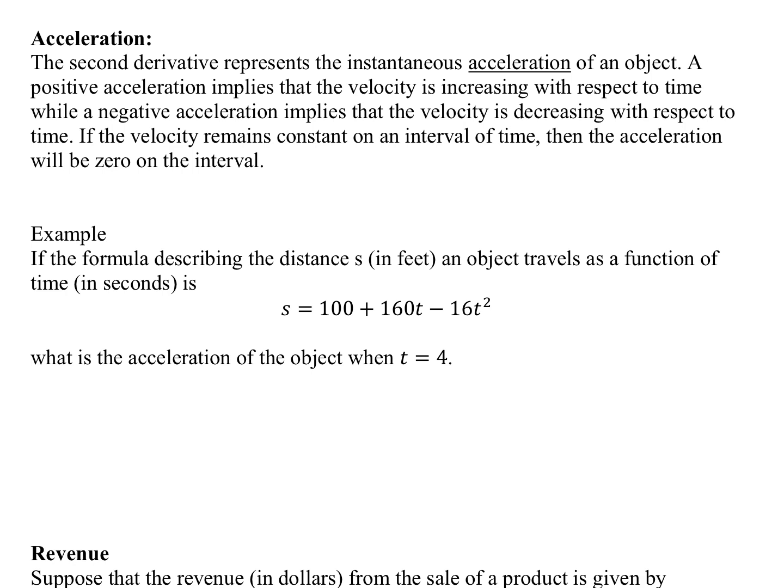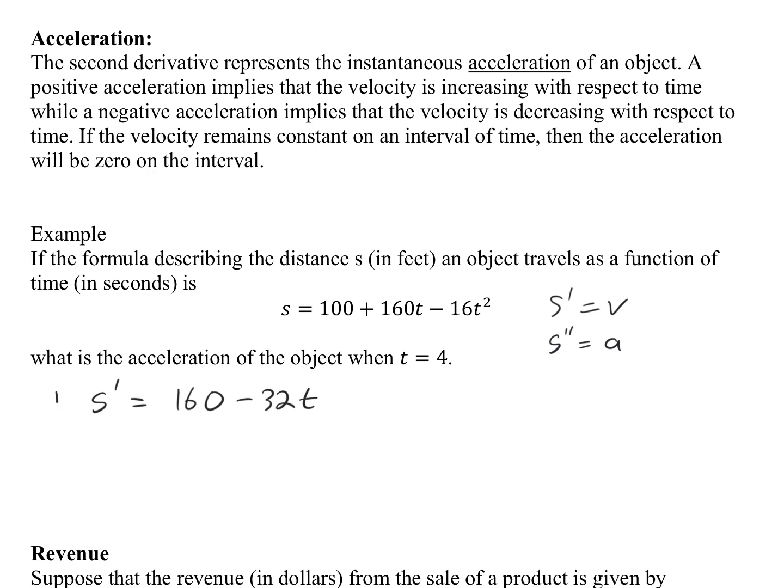So for example, here we have a formula that describes the distance an object travels as a function of time. So our function s describing distance means this is just a position function, and we want to compute acceleration. The idea here is that your first derivative will be equal to velocity, and your second derivative will be equal to acceleration. And the question at hand is, what is the acceleration of the object when time is equal to 4? Okay, so first of all, s prime would be equal to 160 minus 32t.